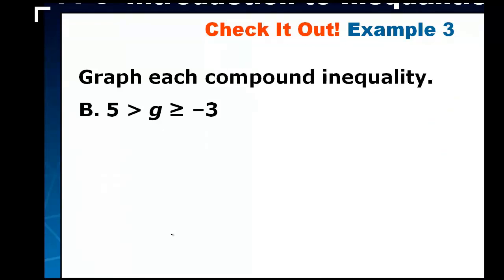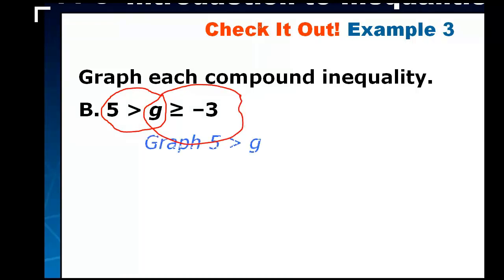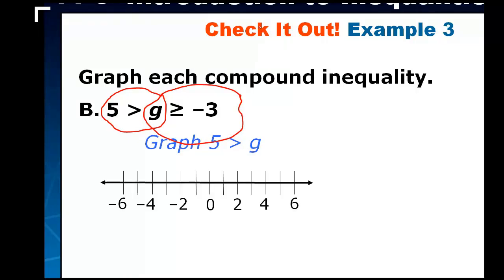Let's graph a compound inequality. We have 5 bigger than g and g bigger than or equal to -3. We will take it as two parts. One part is 5 bigger than g, and another part is g bigger than or equal to -3. First, we will graph 5 bigger than g.